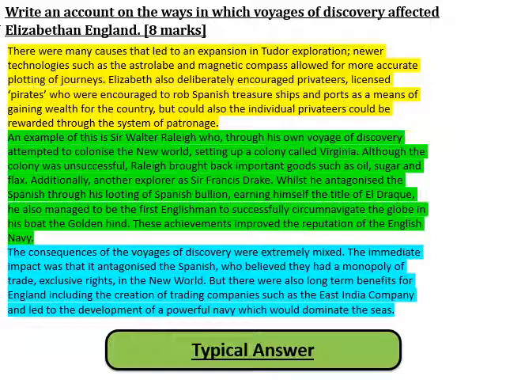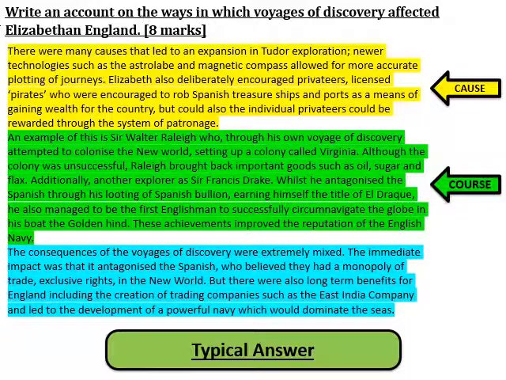Here we have a typical model answer for a write an account question. You'll notice that it takes a chronological approach. It focuses on what causes Tudor exploration to explode, focusing on the privateers and the technologies that were included, the encouragement that came from Elizabeth through the system of patronage. You'll then notice the course of the events, perhaps focusing on some of those great voyages of discovery, including Sir Walter Raleigh and Sir Francis Drake.